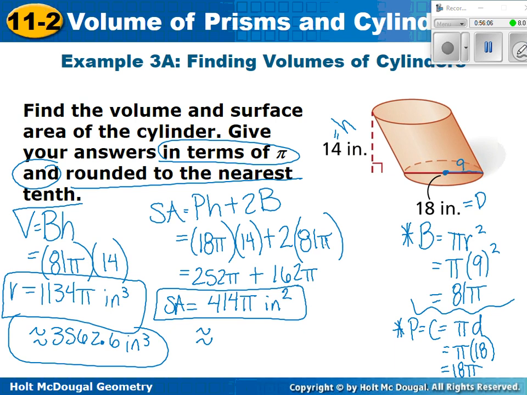And then we'll go ahead and type that in times pi, rounded to the nearest tenth. 1,300.6. Somebody agree? All right. Inches squared.